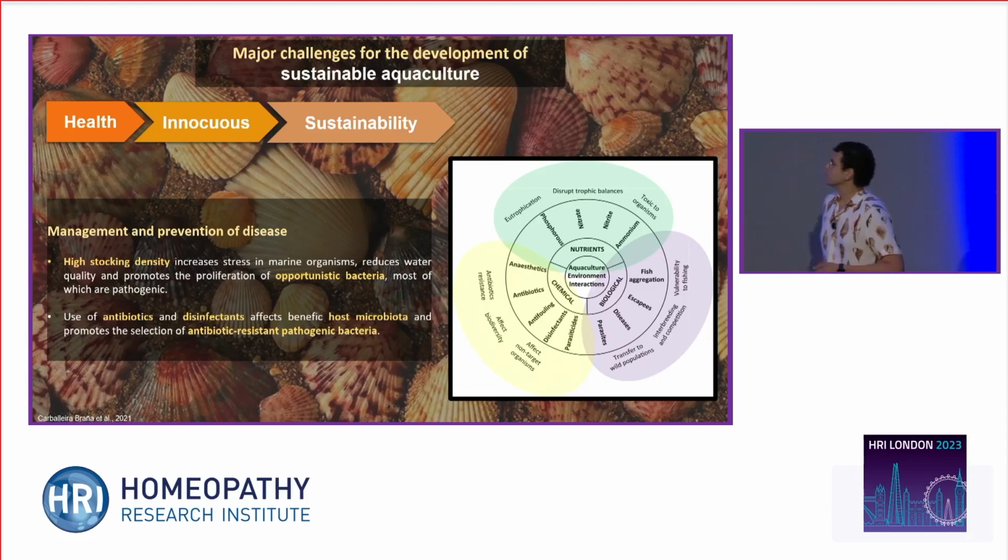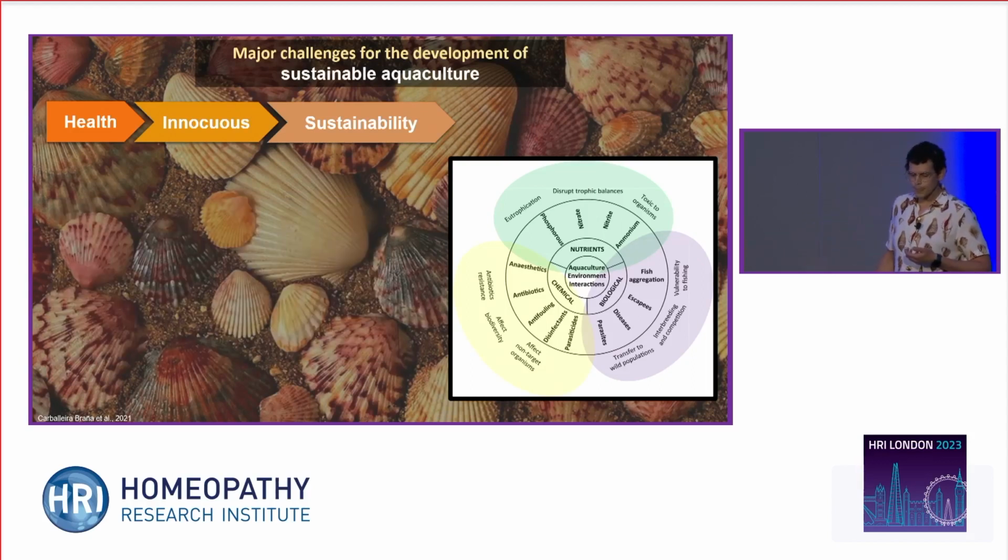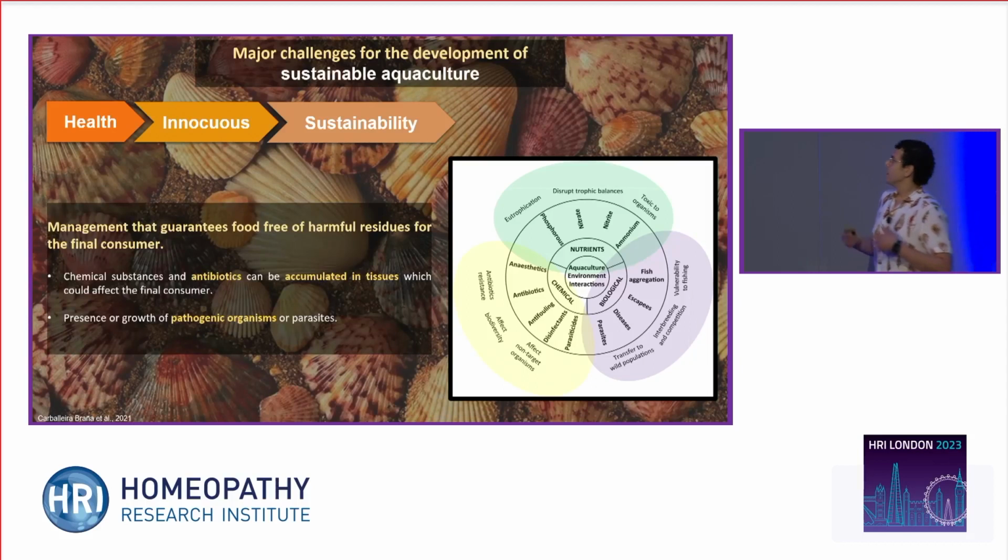Some producers, to avoid these negative effects of potential pathogens in the water, use antibiotics and disinfectants. However, these chemicals affect the beneficial host microbiota and also promote the selection of antibiotic-resistant bacteria. Also, these chemicals can accumulate in the tissues of the organism, so it's something that is not desirable. I want to highlight when we use these chemicals in a prophylactic way.